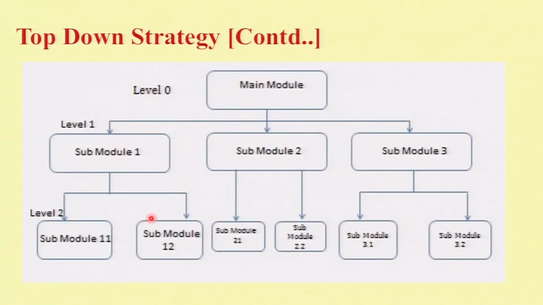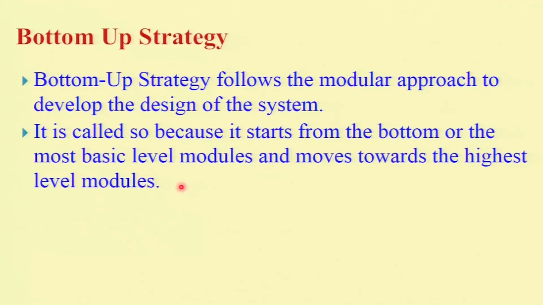So, this is the diagram which represents the top-down strategy, wherein you have different levels. You have a main module. This main module has been divided into sub-modules, and these sub-modules are again divided into sub-modules. If no further divisions are possible, then this is called a top-down strategy. Next, let us see about the bottom-up strategy.